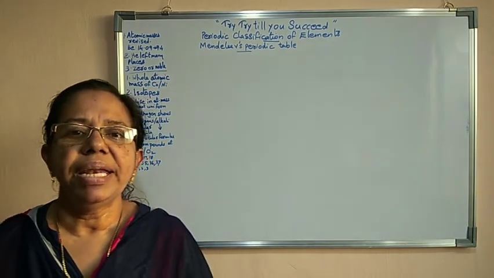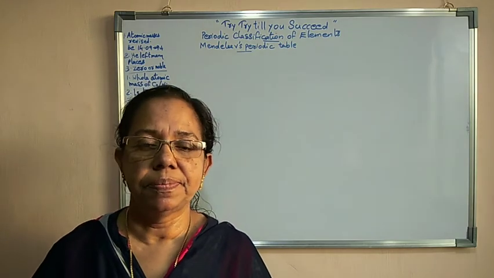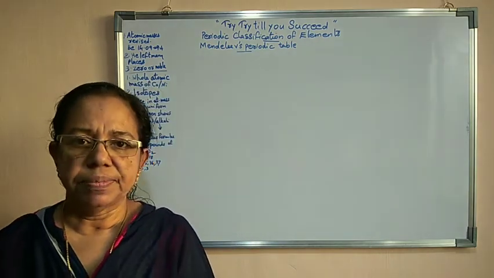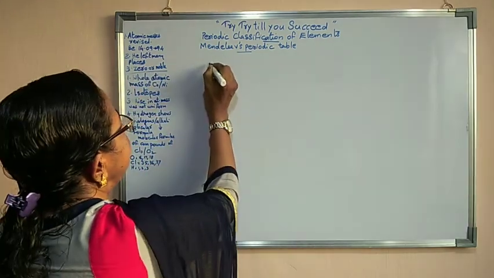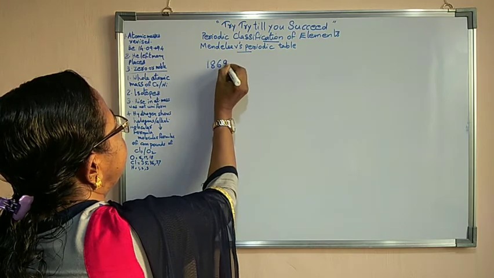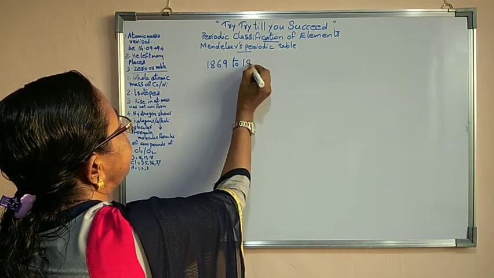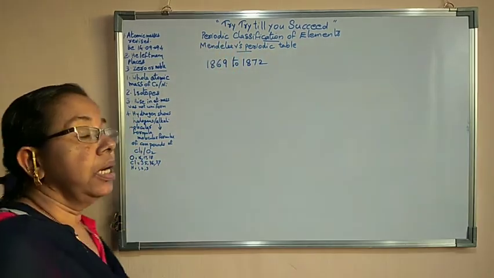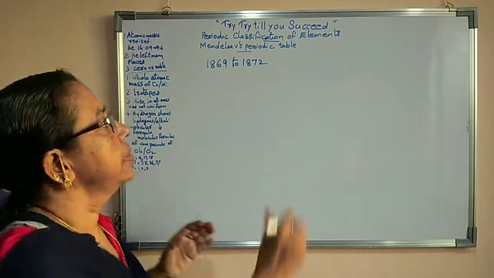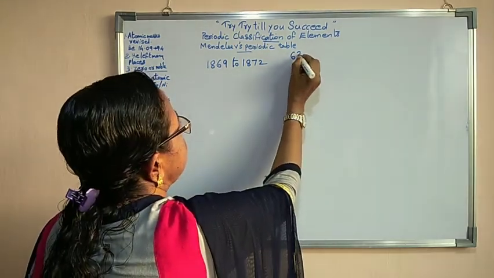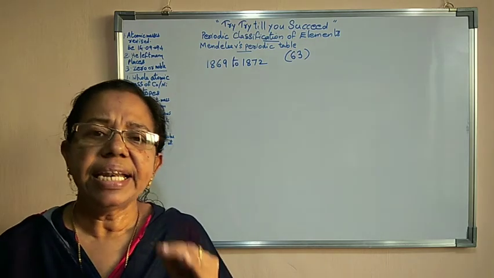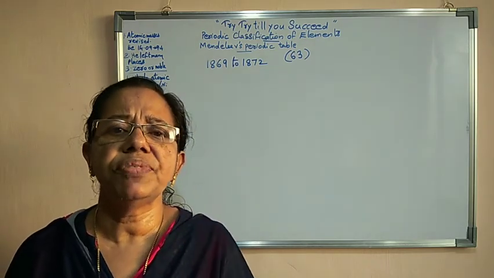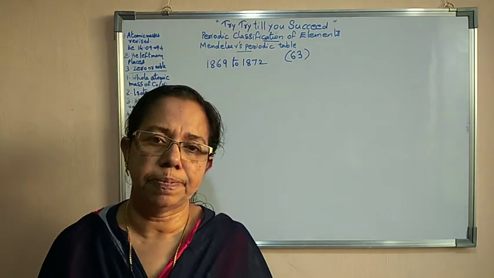Let us study Mendeleev's periodic table. Mendeleev developed his periodic table in the year 1869 to 1872. During his time, there were 63 elements. Scientists discovered 63 elements. He arranged the elements in the increasing order of their atomic masses.